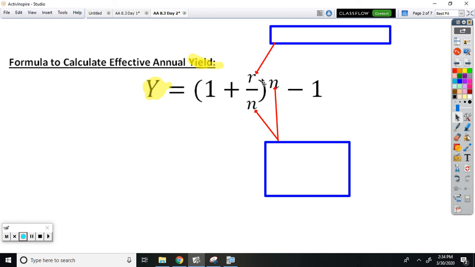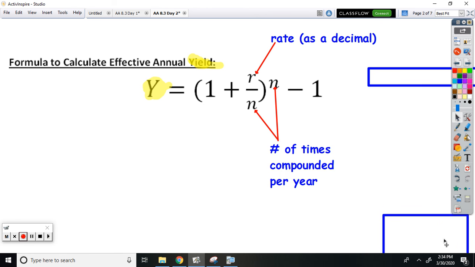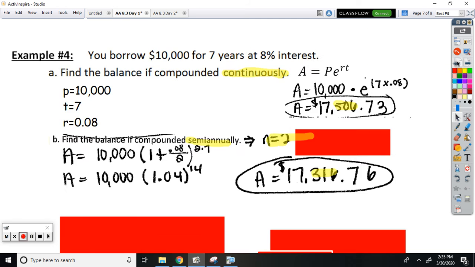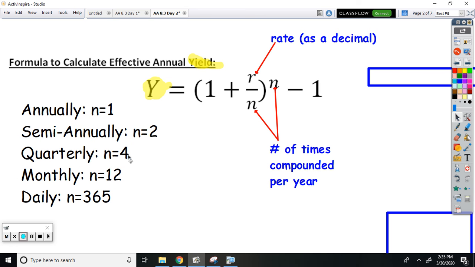Variables are the same as they've been. R is our rate as a decimal. N is the number of times compounded per year. So remember that annually is 1, quarterly is 4, semi-annually is 2, monthly is 12, and daily is 365. So depending on what the question says, we will fill that in. And then don't forget that there's this -1 at the end.